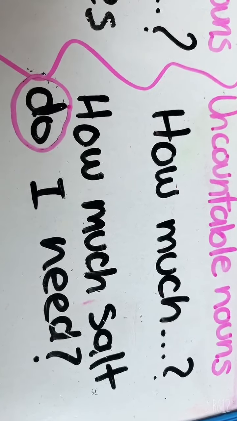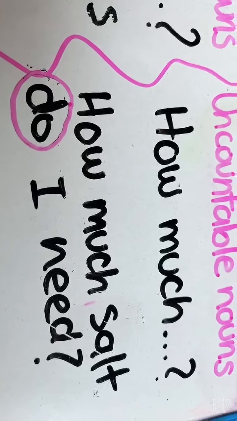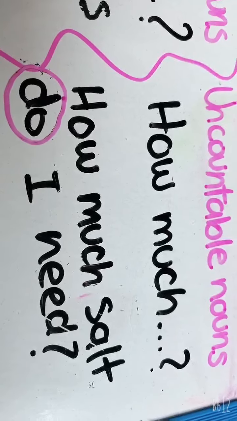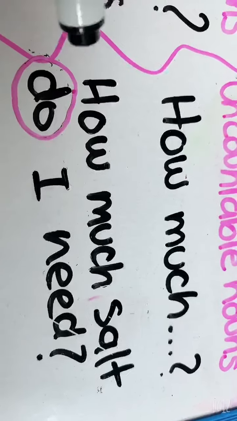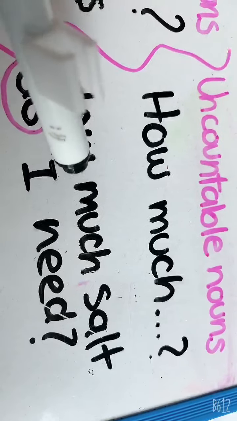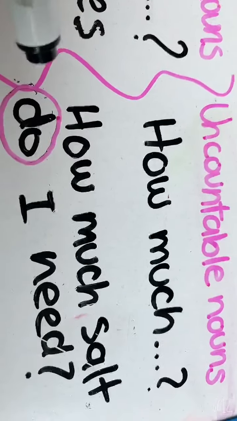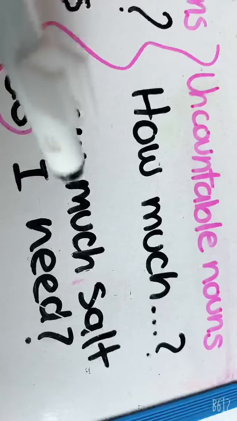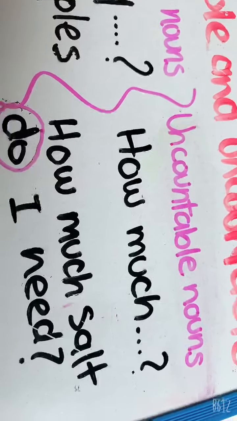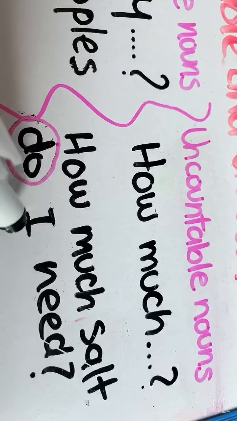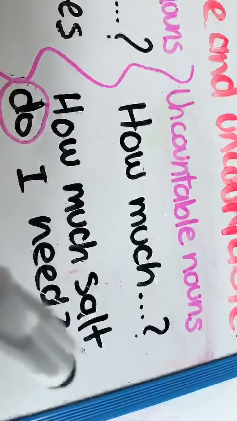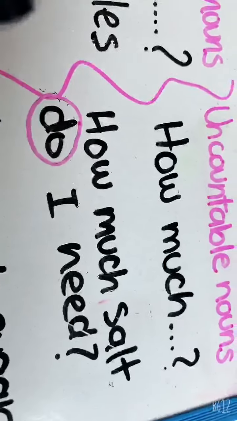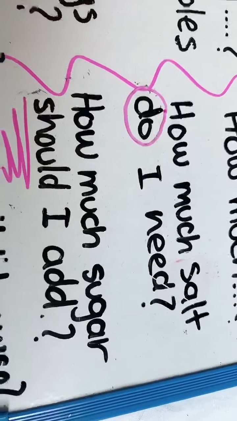And basically in the how much, so uncountable nouns, the structure is exactly the same, but instead of using how many we are using how much. But as you can see, we have the question, how much, the object, auxiliary, subject, and verb. So how much salt do I need? Then we have another example.